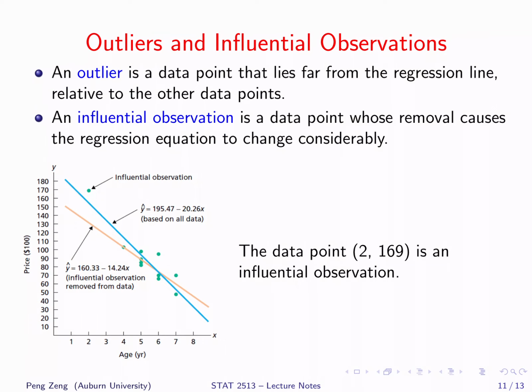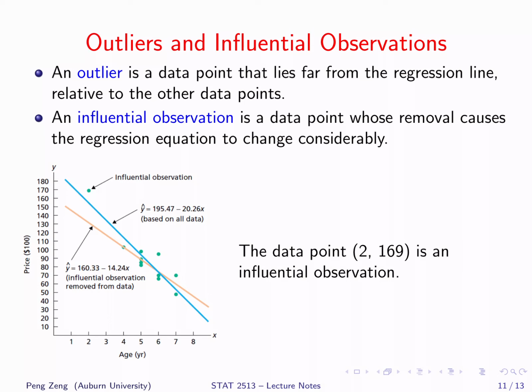An outlier is a data point that lies far from the regression line, relative to the other data points. An influential observation is a data point whose removal causes the regression equation to change considerably. In applications, we usually need to try to find outliers and then check whether they are influential. For example, in the example of age and the price of cars, the ninth observation is an outlier. Its price is 169, which is clearly larger than the prices of the remaining cars.